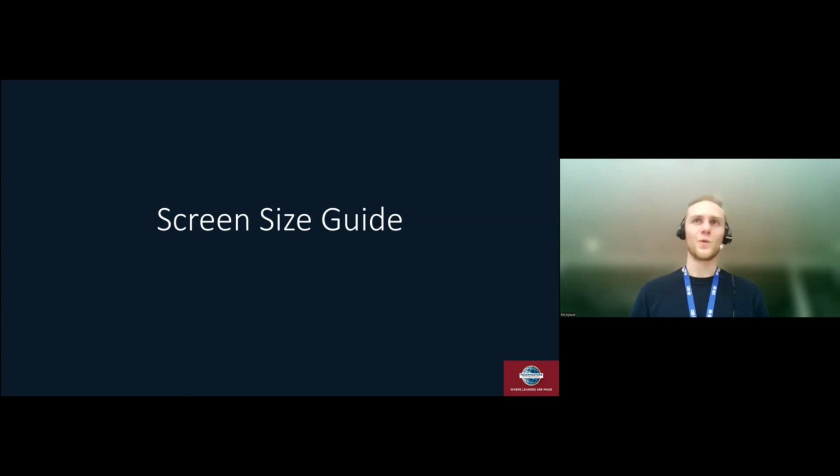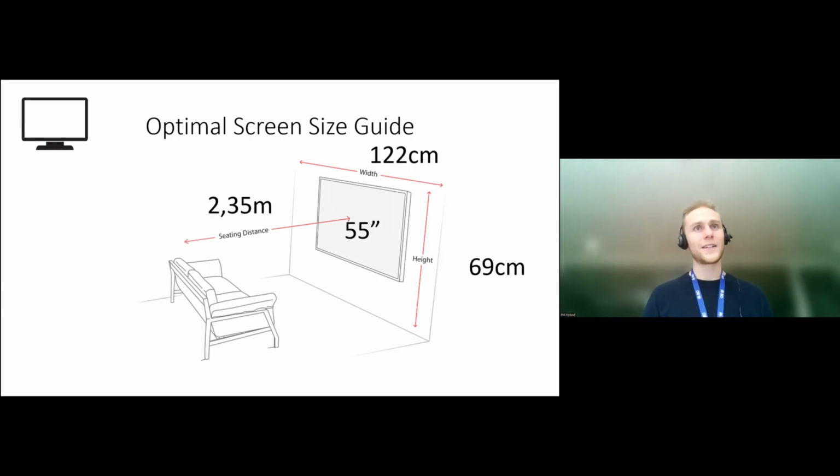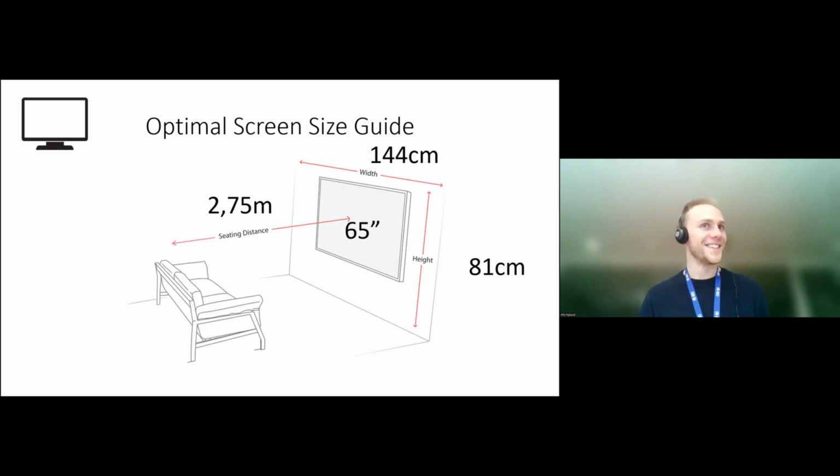If you do a little bit of research, there is actually something like an ideal screen size, depending on the distance of how close you are to a screen. I'll just skip through these slides. Let's say you're sitting on your couch and you want to find a television. There's an ideal size for the television, depending on how far you sit away from it. In this case, if you're sitting 1.80 meters away, you should have a 42-inch television. And as you go further back, the size of the television increases.